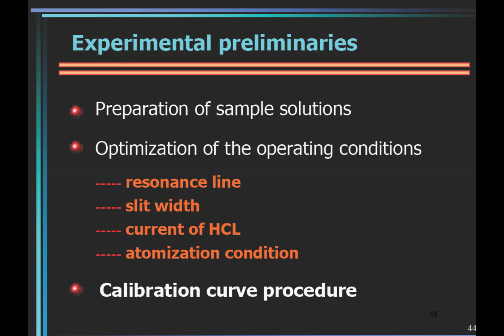So slit width, resonance line, and the current of the hollow cathode lamp, and the atomization condition in case of the graphite furnace. Those are the three things that we deal with first. Preparation of samples, optimize your operating conditions. Number three, you make a calibration curve, like what we have done. All right? You make a calibration curve, and from the calibration curve, you will then determine your concentration. Note, these are the things that we do.